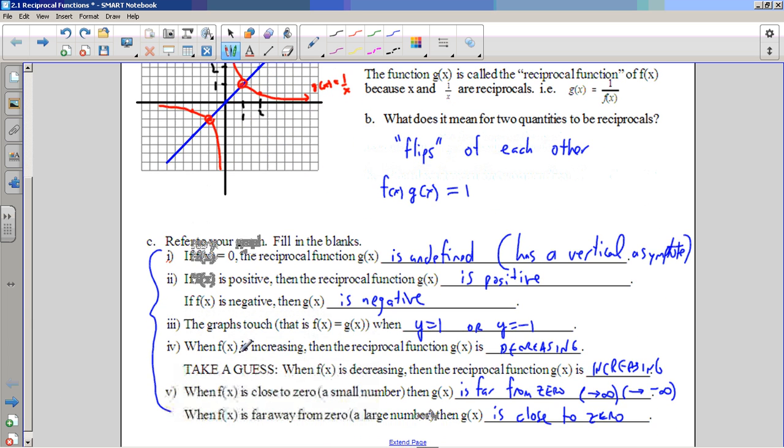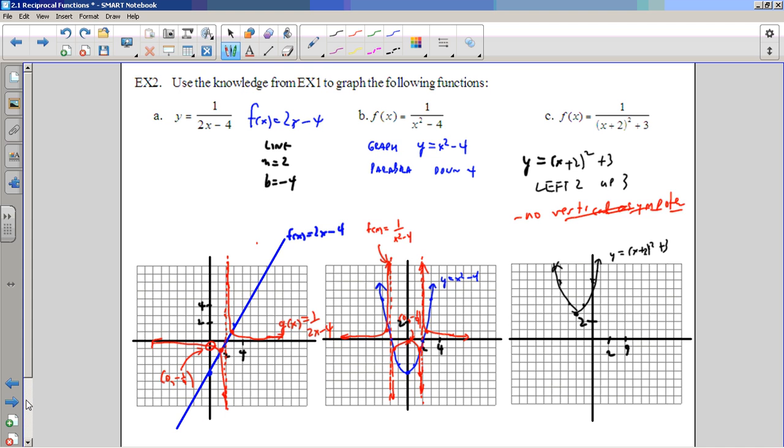Graphs didn't touch. This is important. When f at x is increasing, the reciprocal function is decreasing. Okay, so when the bottom is increasing, the reciprocal is decreasing. So I know that the red function should be going downhill after x equals minus 2. So it's going downhill on this side, and the same thing, the opposite here. It's going uphill here because this one's going downhill. I still don't see the cutoff spot, though.